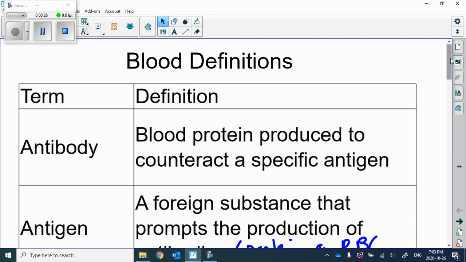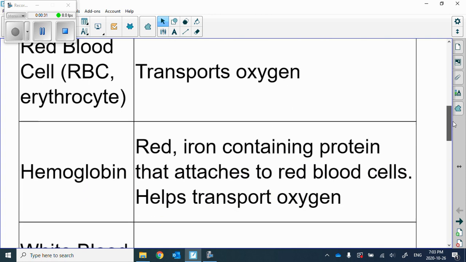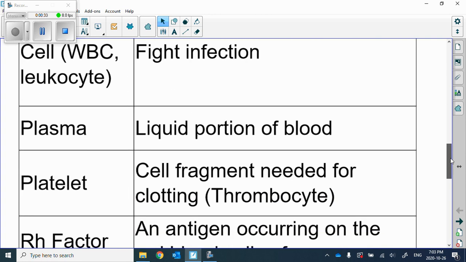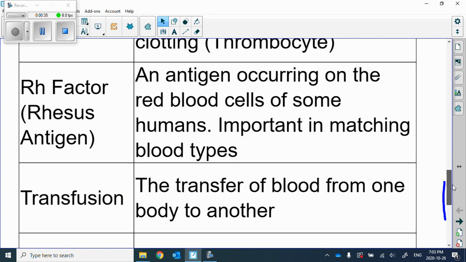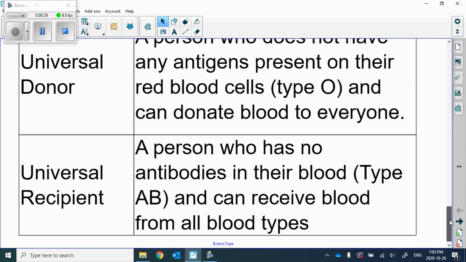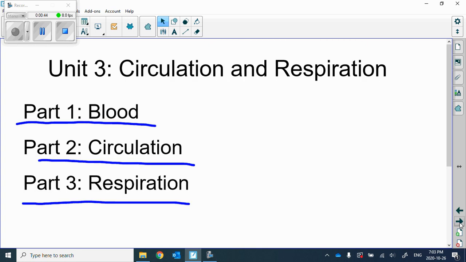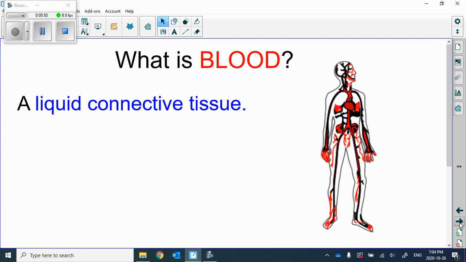So on the first page here, you can see that I've got all the definitions that are required for the first page in your booklet. So make sure you either take a second and pause the video and copy them down, or use the glossary that I handed out in class to copy those down. So again, we're going to divide this up into blood, circulation, and respiration. So this blood section is going to take about a week for us to do.